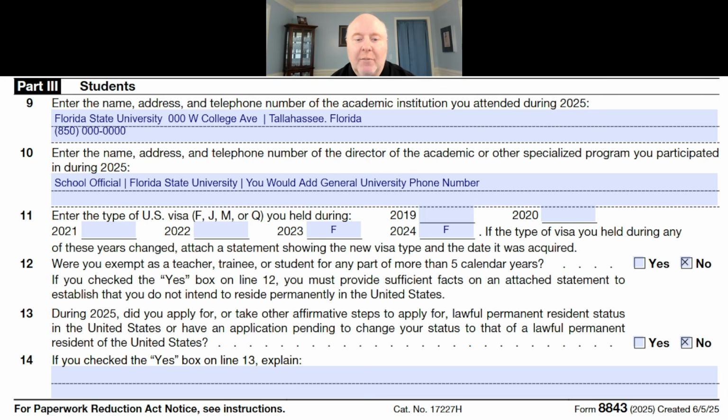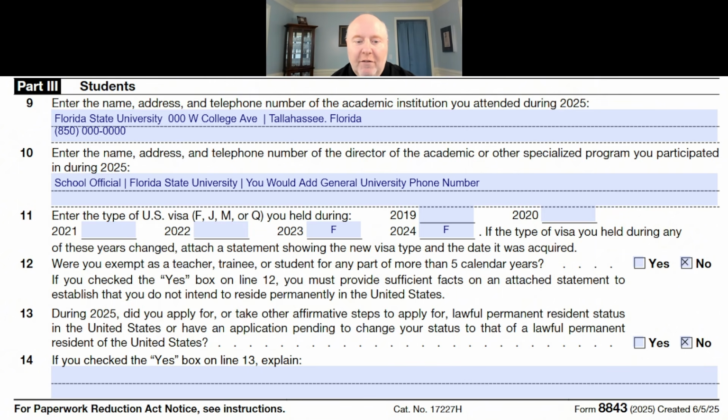Number 11, line 11, what we're looking at is they want to know what was your visa type. So F, J, M, or Q, that's what we've been talking about throughout this process. So in 2023, we put F, and in 2024, we put F. It's not asking F1, F2, anything like that. We're just putting F for both of those. We didn't have anything in those first lines because the date of entry into the United States was not until 2023. So that's why we did not have any additional information on the previous years in line 11.